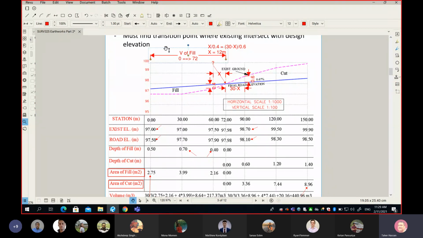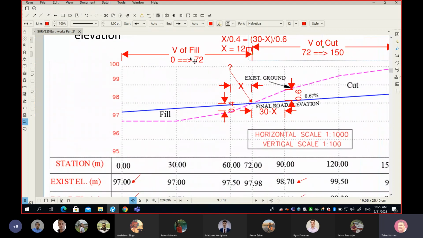And we can do the same thing here. From this point to this point will be the volume of cut, and this will be from 72 all the way to 150 meters. Now let me check with you guys. Do you think I can find the volume of fill in one shot from 0 to 72 using the Simpson method?